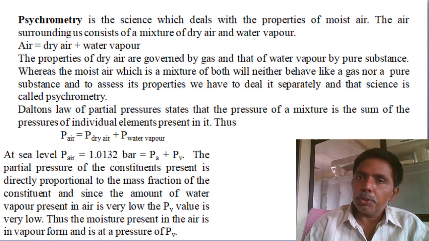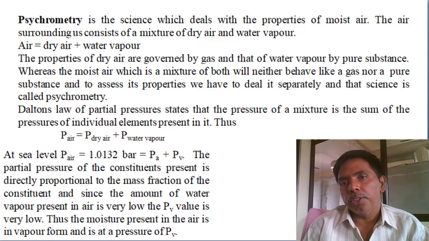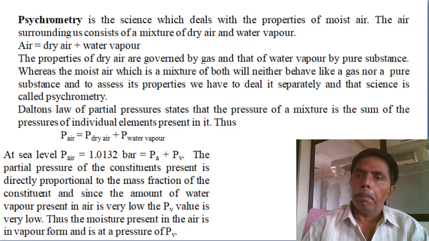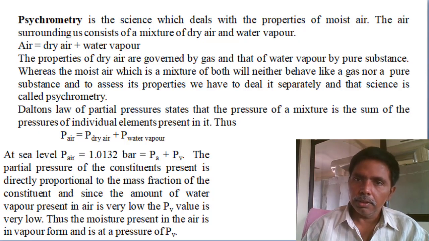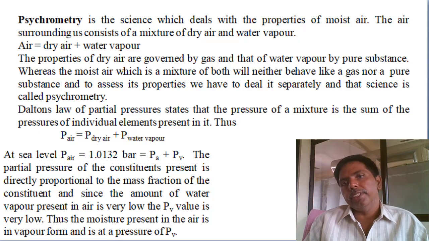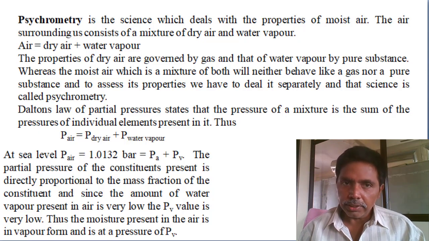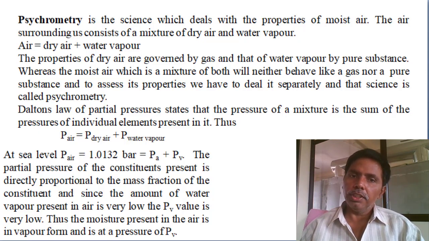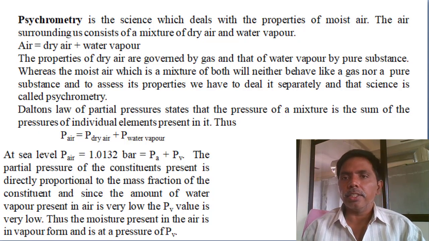The pure substance percentage in the air is a very negligible amount, 0.001 kg per kg of air. That is secondary. But it contains perfect gas and pure substance. So to deal with a substance like this, a separate science is required. That science is psychrometry.